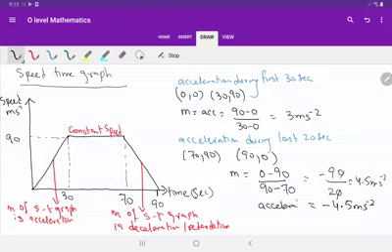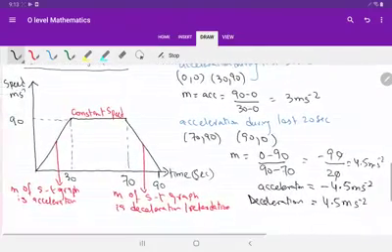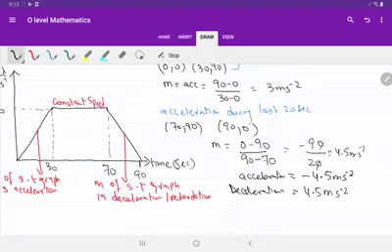If the requirement of the question is to find deceleration, then the result will be 4.5 meters per second square, because deceleration itself refers to retardation, refers to negative acceleration. Similarly, if you are told to find the retardation, once again it will be 4.5 meters per second square, because retardation or deceleration refers to negative acceleration.